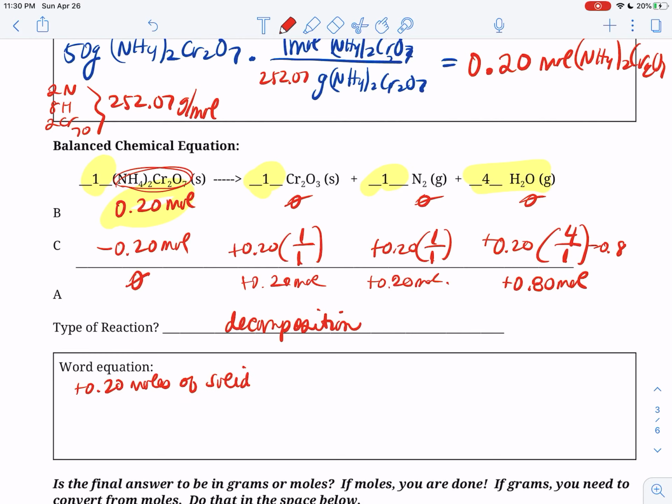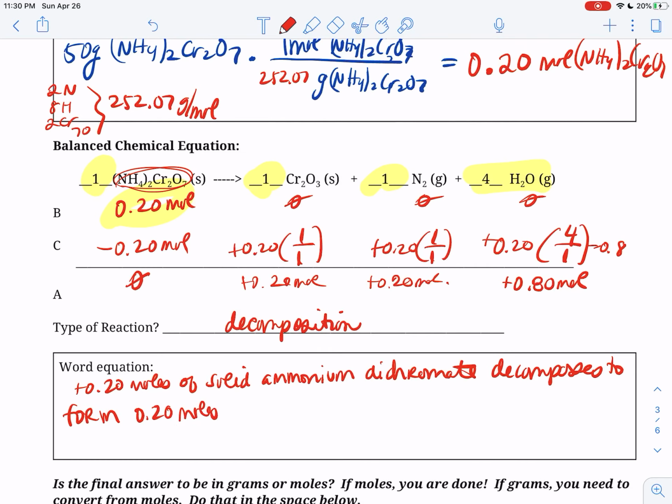Now we have to name this. This is a tricky one because it has 2 polyatomics on it. Remember, when it's an ionic compound, it's just going to have 1 cation, or positive ion, and 1 anion, or negative ion. So this is going to be solid ammonium, that's the NH4 plus 1, dichromate, decomposes to form 0.2 moles of solid.